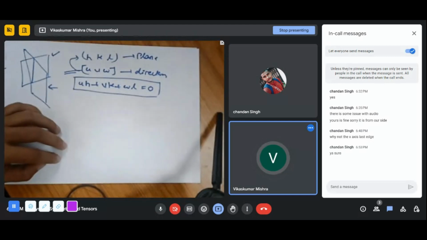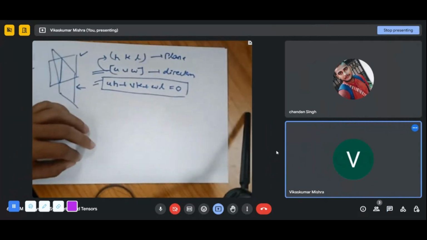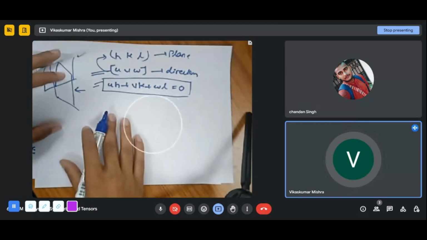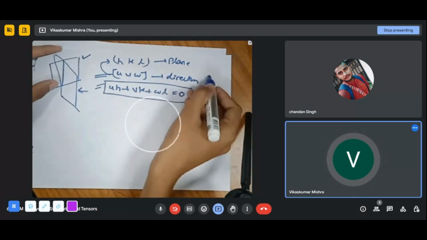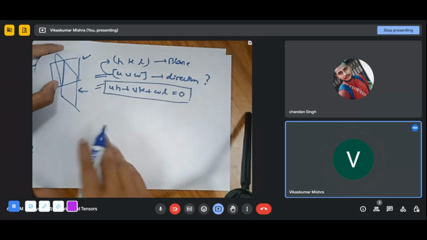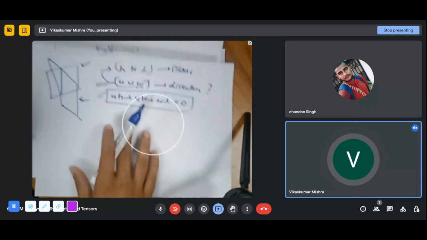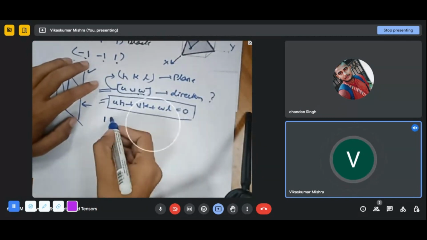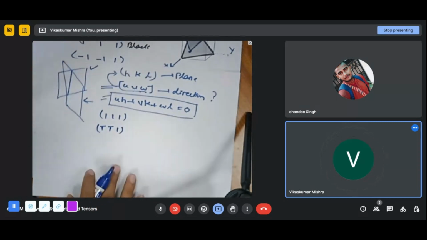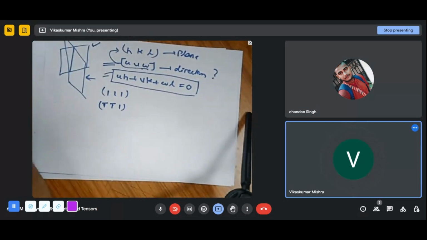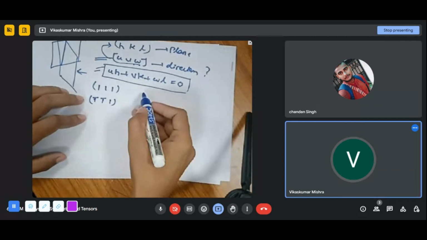So this was the condition for the Weiss Zone Law. Now we got the two planes previously. What we need to find is the direction, that is the line of intersection, with direction UVW, under what condition it will lie in the planes (1 1 1) and (minus 1, minus 1, 1). This is what we need to find: U V W.